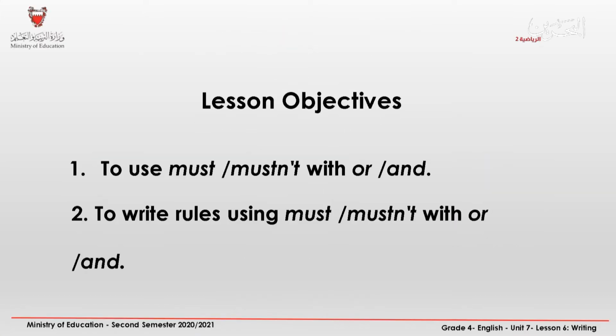Lesson Objectives. By the end of this lesson, my dear students, you should be able to use must and mustn't with or and to write rules using must and mustn't with or and. But remember, you need to have a pen or a pencil and a notebook in front of you. When you finish, press the Enter key to move on to the following slide.